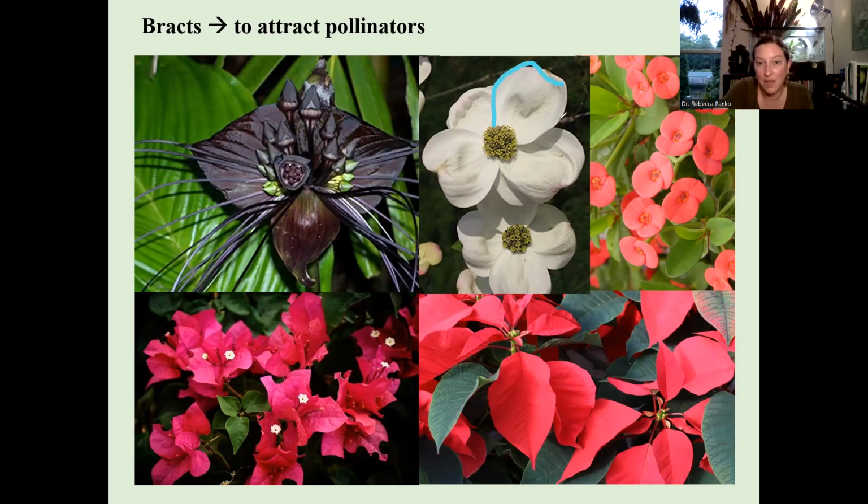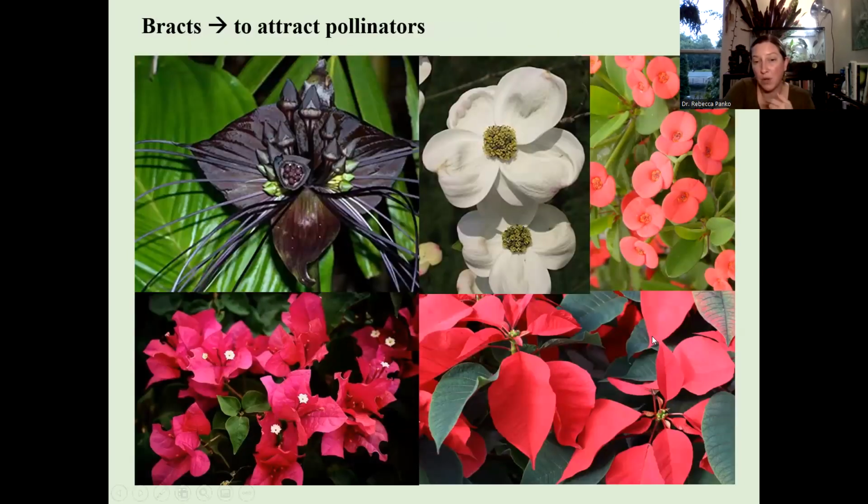So this white thing here is actually a leaf. This black thing here is actually a leaf. This red thing here is actually a leaf. And in fact, the actual flower is only here. The flower for this one is here, and the flower for this one is here. And so if they didn't have those showy bracts, those fancy leaves, they wouldn't be able to attract pollinators as well, right? Those bracts help with pollinator attraction. So that's what bracts do.